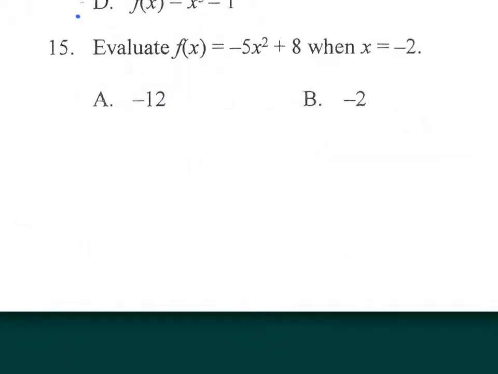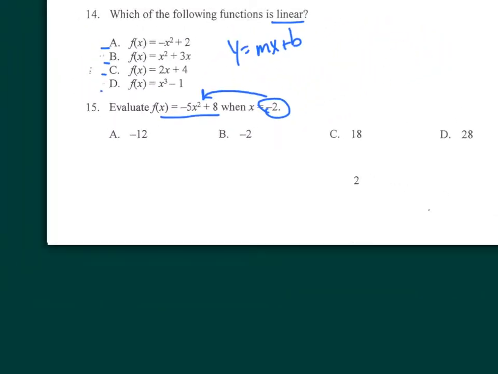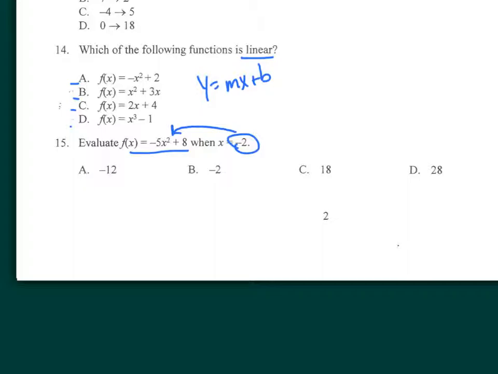And number 15, you have f of x equals -5x squared plus 8 when x equals -2. So plug that -2 in for x. Okay, and we'll see here what your choices for answers are. Let me zoom out there. Is it A, -12, B, -2, C, 18, or D, 28? Just plug it in and chug. Take your time and be careful with the calculator.